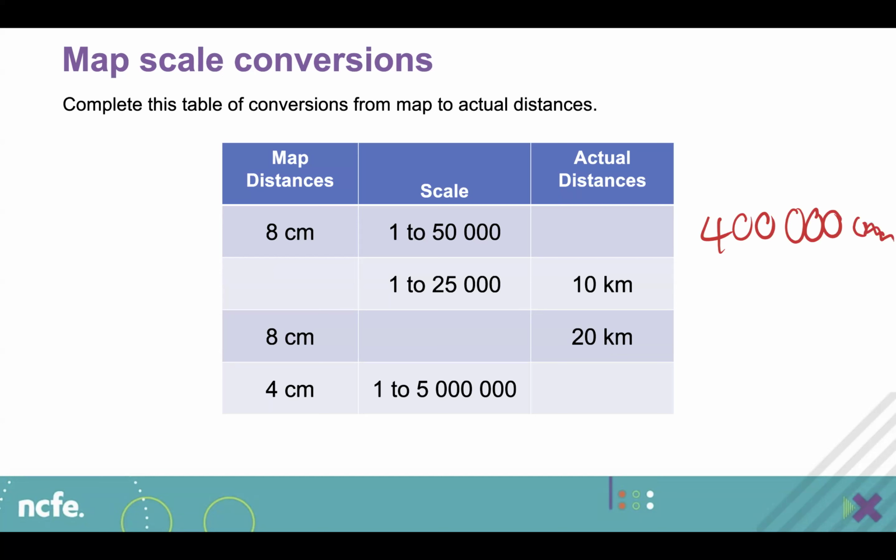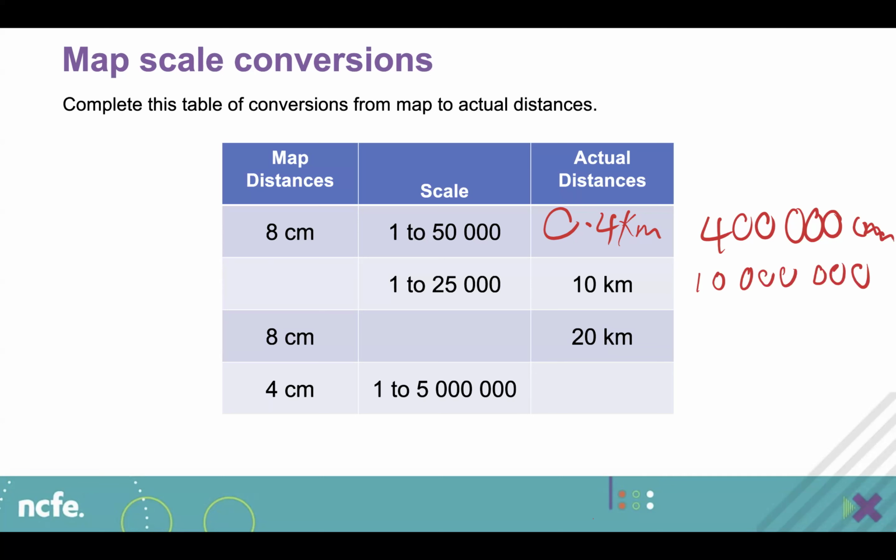To convert that into kilometers, all you do is divide by 100, which is 4,000, and then divided by 1,000 again, which is 4 kilometers, I think. Then the other way round, converting into centimeters, you times it by 1,000 and then another 1,000.